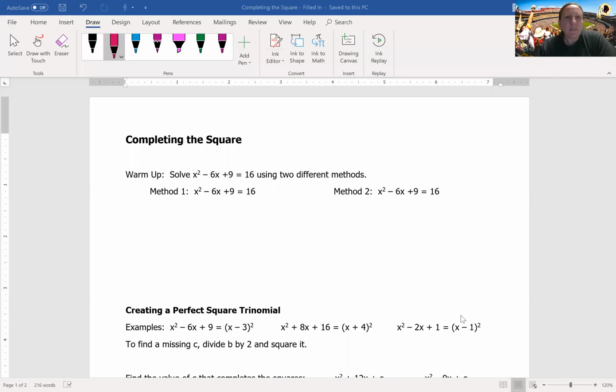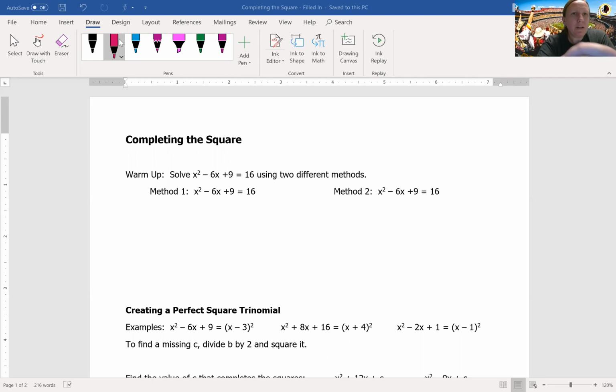This video is about solving quadratic equations by completing the square. So before we get into the topic, we're going to do a warm-up question together, which is to solve this equation x squared minus 6x plus 9 equals 16 using two different methods.